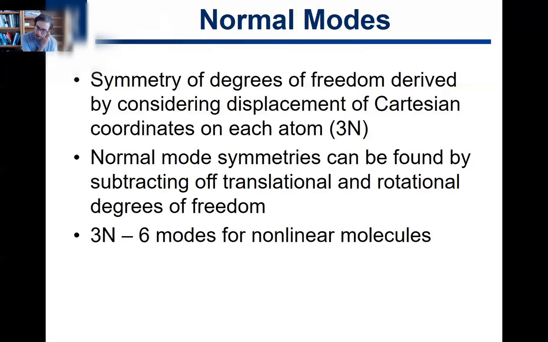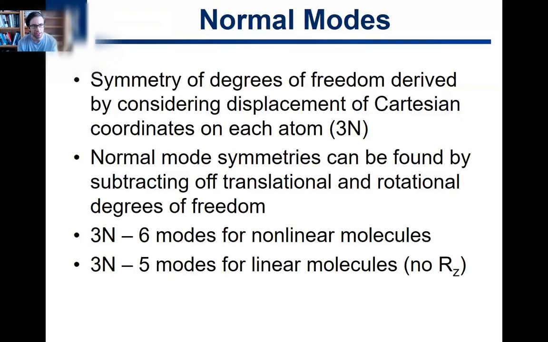And so for nonlinear molecules, your number of normal modes is going to be 3 times the number of atoms, 3n minus 6. And the 6 that you're subtracting off comes from subtracting off x, y, and z, and also subtracting off the 3 rotational degrees of freedom. We can call those Rx, Ry, and Rz.